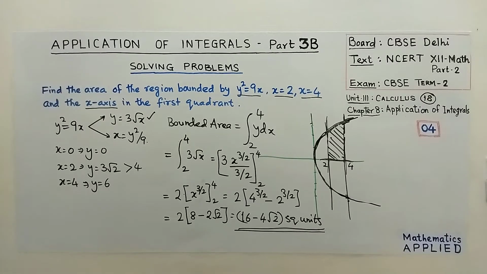So here is the solution. That is, the area of the region is coming out to be 16 minus 4 root 2 square units.